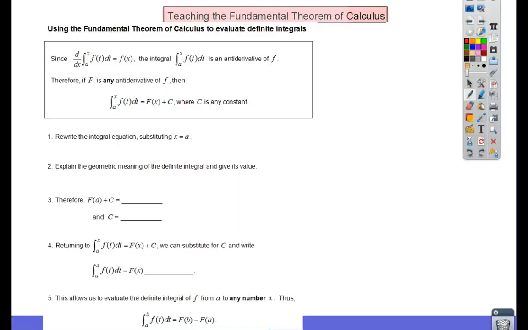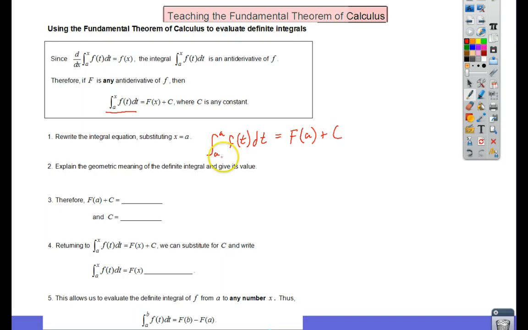Okay, so now we're going to do a little bit of manipulation here so I can derive, if you will, the second fundamental theorem of calculus. What they will ask me to do here is rewrite the integral equation substituting x equal to a. So I do that. I'm going to take this piece right here and substitute a. So the integral from a to a of f of t dt. But we already figured that out, and that's going to equal capital F of a plus some c.